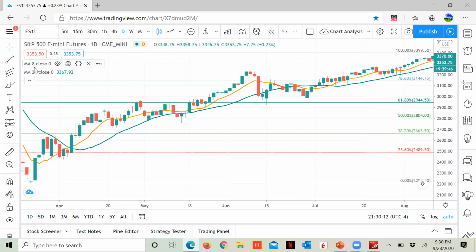So again, these numbers 8 and 21 are Fibonacci sequence numbers. I can select 50 here for the fast moving average and then 200 for the slow moving average.